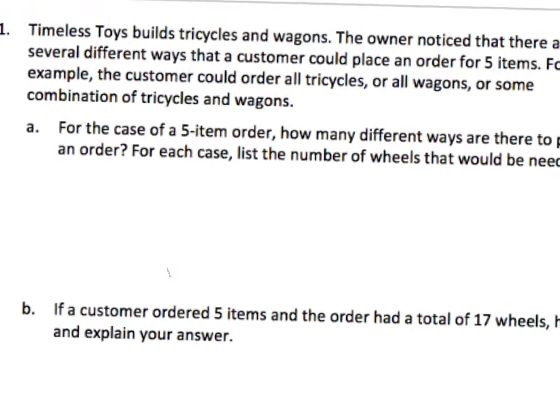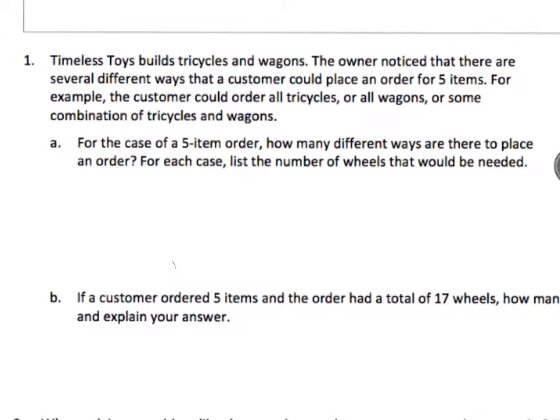So we have to tear apart this problem first, because there's some really important information that you have to pick up. The first thing I'm going to draw your attention to is that this is a 5-item order. That gives us one limit or constraint that we have to meet in this problem. Also, we're dealing with tricycles and wagons, and that implies you know something about those things. Tricycles, in this case, have 3 wheels, and wagons have 4. At least the wagons I'm aware of. Maybe you know some crazy wagon that I just don't know about.